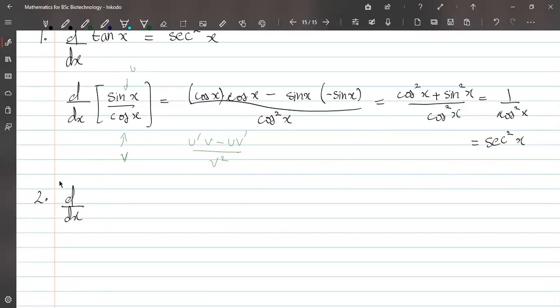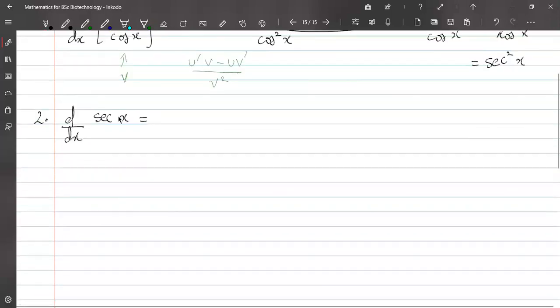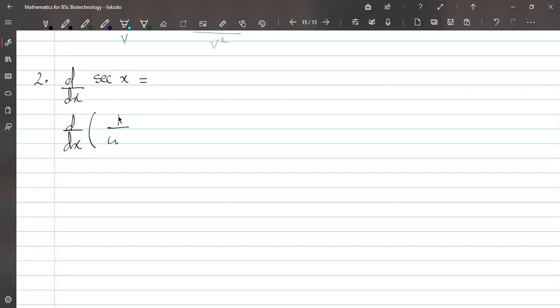So what is the derivative of secant x? Is it going to be tan square x? No, obviously not. It doesn't work like that. So to find this, secant x can be written as 1 by cos x. So either you can use quotient rule or remember that special case.